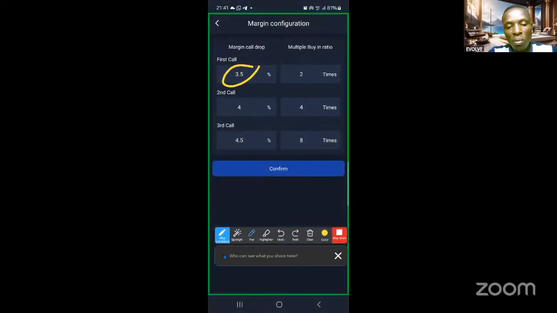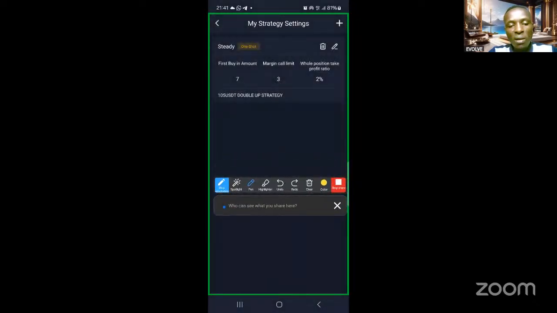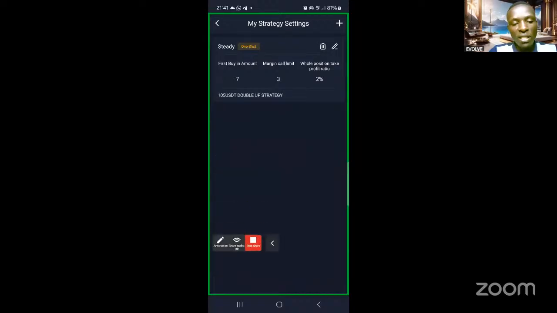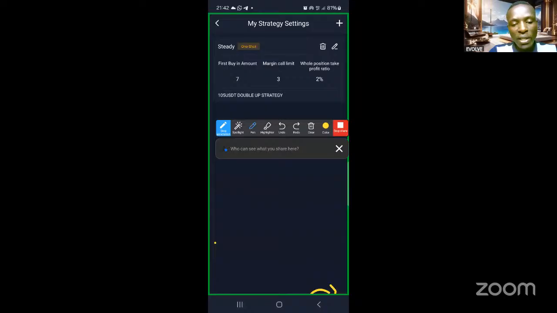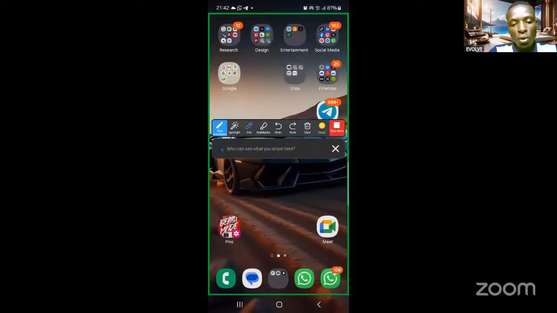So the robot will wait to buy when the position has gone here and here, and it will be doubling automatically. So I don't tamper with those. I leave them and I save my strategy. What is the name of the strategy? 105 USDT double up strategy. And then I leave this page. I go back. What are you going back to do? You are going back now to bring your coin and enter this strategy in it. You go back to your home page.